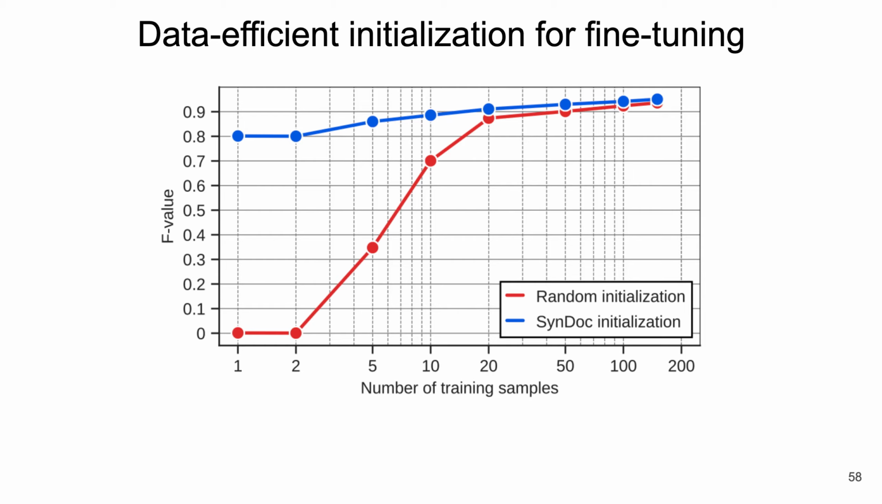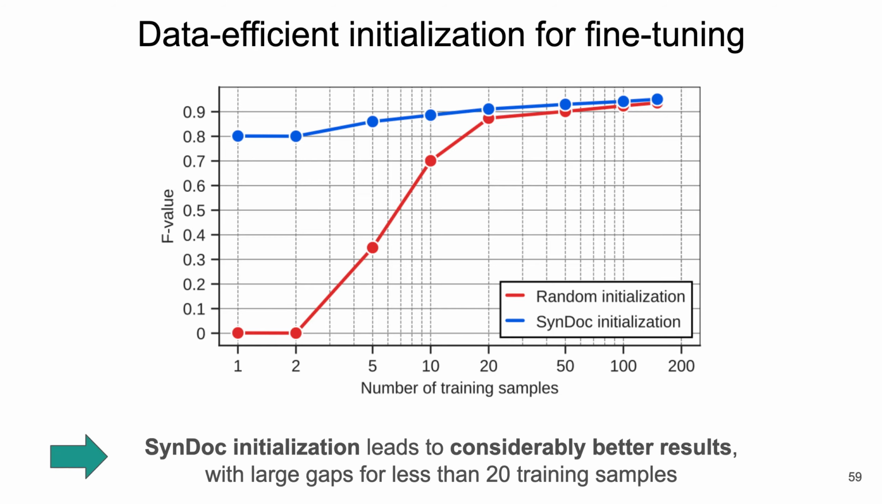To empirically validate it, we initialized our network with both random parameters and parameters trained on SynDoc, and reported the score obtained when training on varying number of samples. SynDoc initialization provides much better performances with large gaps for less than 20 training samples. We believe it is a very valuable result, since document annotations are cumbersome and highly time-consuming.